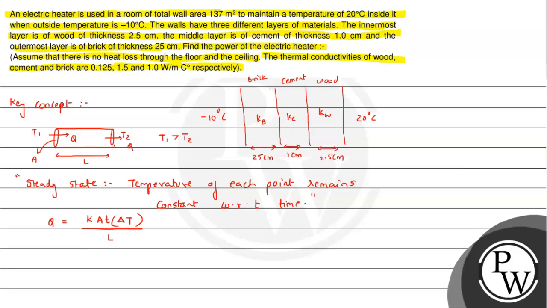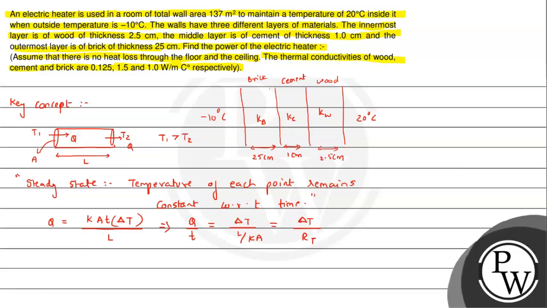अब यही result we will try to implement in the given question. Before that थोड़ा सा इसमें अगर हम manipulations करें, so we can write Q by t, that is heat current जिसे हम कहते हैं, it is given by the expression delta T upon L by KA. अब L by KA is nothing but the thermal resistance. We can write R_T, that is the thermal resistance.